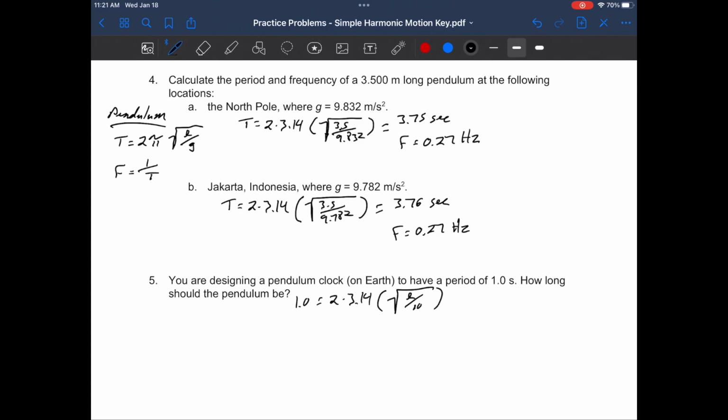Something to note here, we're not factoring in mass of the pendulum. Can we say for this mass doesn't matter, perhaps? Let's continue the math on this. If we take the 2 times pi and we divide it to the other side, we get 0.16 is equal to the square root of L over G. If we square both sides, we get 0.0256 is equal to L over 10, L over G. And if we multiply both sides by 10, we would get 0.256 meters, because the unit we use is meters, is equal to the length of the pendulum.